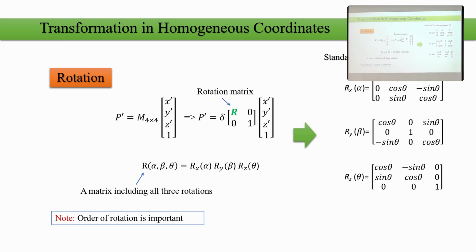Clear? So what if we want to do 3 of them all together? You have a point, you want to rotate it in 3 axes. You can just merge them together. We can have a matrix that includes all 3 rotations together, so that we can write Rx times Ry times Rz. And of course the parameters are different, because the amount of rotation is different, like alpha, beta, theta. The amount of rotation for each one of the axes.